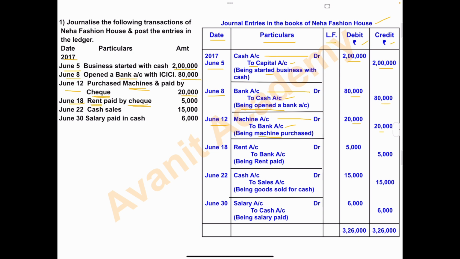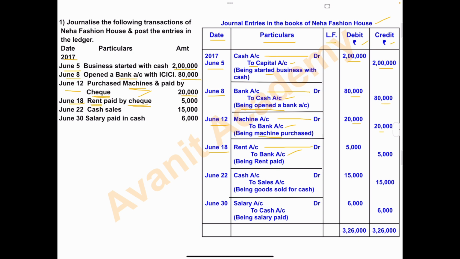And this rent is paid by check, so the bank balance will decrease. So we have to credit bank account for paying the rent by check. So the entry is rent account debited to bank account.